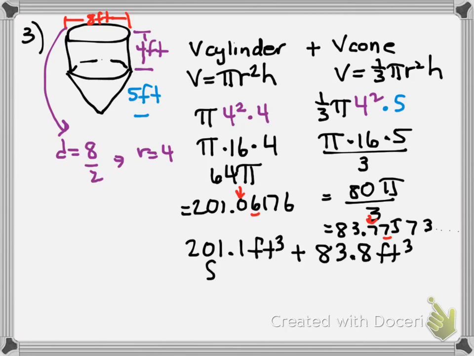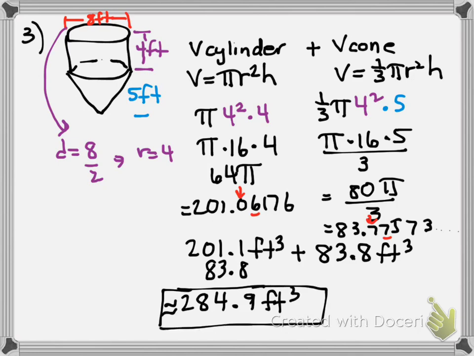So all we do is add these two together, lining up decimal points, and we get the final answer. The volume of this composite shape is about 284.9 cubic feet. Okay, and that's it for dealing with the composite figures.